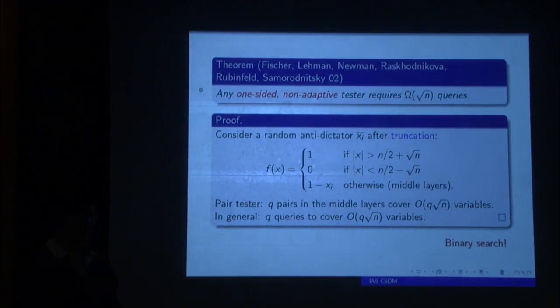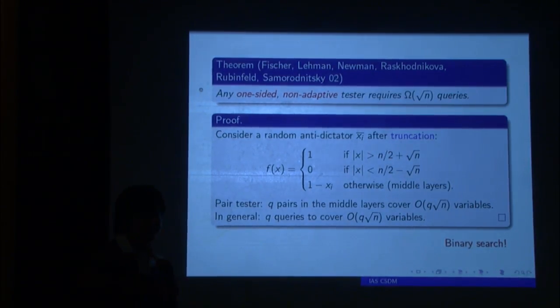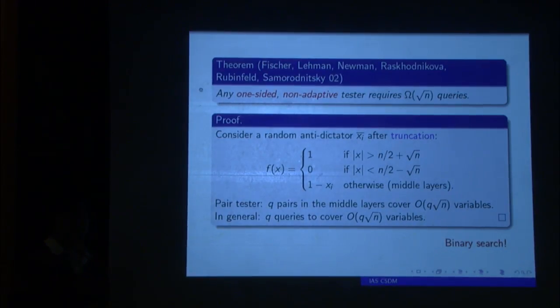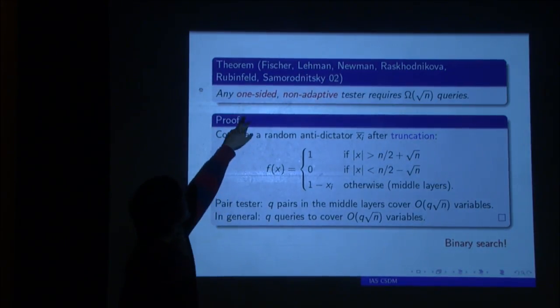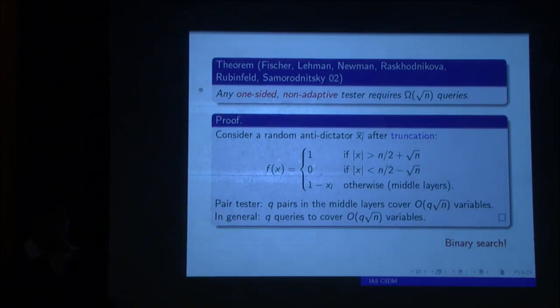So Q pairs can help us cover Q Rudin variables. If you want to succeed with high probability, you need Q to be Rudin. Now you can say, okay, what if I can carefully pick Q points and look at all the Q square pairs? Now, one bad thing is the tester has to be one-sided. So it's not like an arbitrary pair can help you cover anything unless one dominates the other.